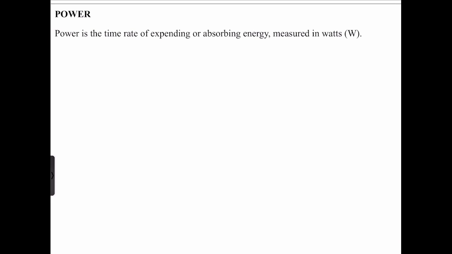Power. Power is the time rate of expending, which is using up or giving, so if you expend something, you give it, you exhaust whatever you have, or absorbing, which is taking. So expending or absorbing energy, and that is measured in watts. Power is equal to work divided by time. In differential form, we have the differential of work over the differential of time.